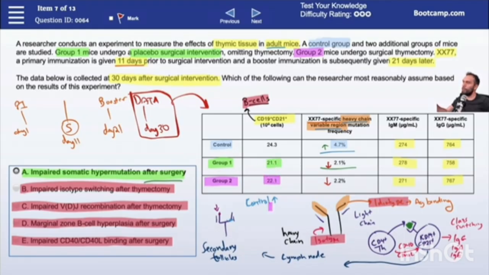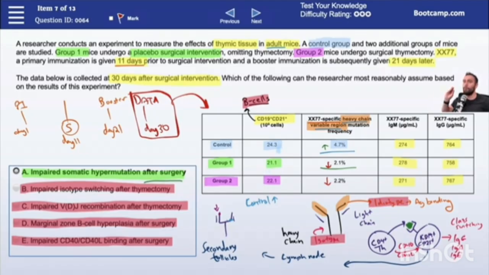If I look at group 1 and I look at group 2 in terms of the levels of their B cells, remember, they have less than the control. The control has more B cells than group 1 or group 2. So it doesn't really make sense that the marginal zone B cell hyperplasia would occur after surgery, right? Because if it did, I would actually expect to see more B cells in group 1 and group 2, which is not the case here. The control has more B cells. So for those reasons, impaired somatic hypermutation is the best answer.